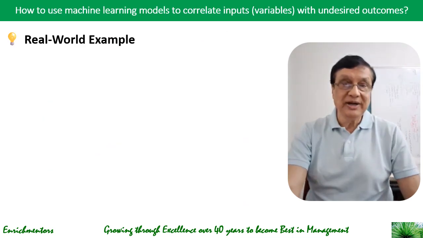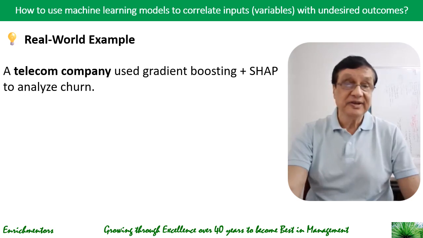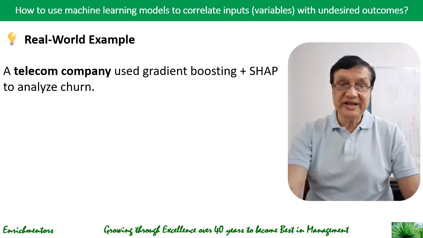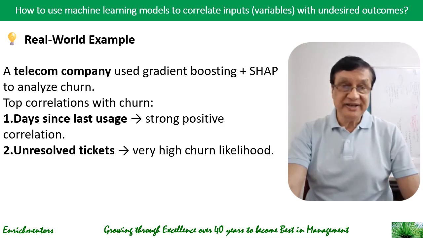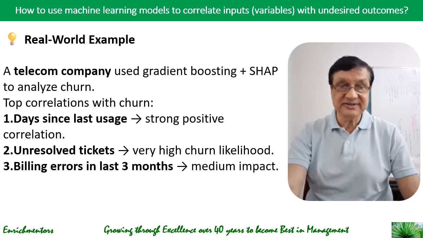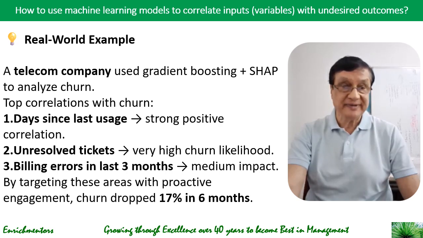Let's take a look at a real-world example of using machine learning models to correlate input variables with undesired outcomes. A telecom company used gradient boosting plus SHAP to analyze the churn of its customers. The top correlations with churn were days since last usage, a strong positive correlation; unresolved tickets, very high churn likelihood; and billing errors in the last 3 months, which had medium impact. By targeting these areas with proactive engagement, churn dropped by 17% in 6 months. So that's a real-world example of using these machine learning models.